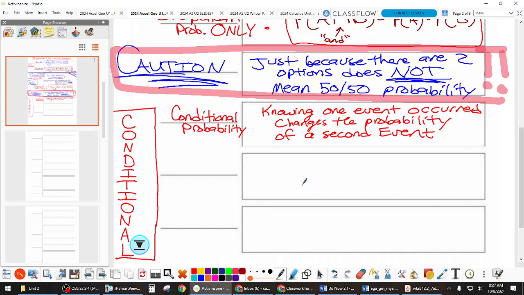So I want you to start thinking about how this relates to independence. We will use this to check for independence, this concept. Any thoughts at this point?